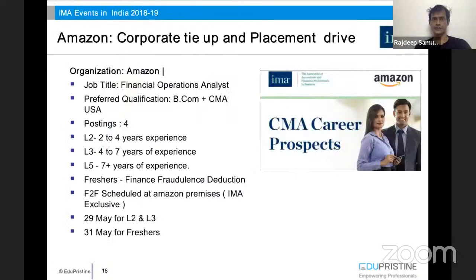There are certain organizations who have given recognition to CMAs, like Amazon, one of the known ones. If you see the job profile given there, they're looking for an analyst, and the qualification is BCom plus CMA USA. There are postings at different levels based on experience. Since you are freshers after the CMA degree, you'd probably post at the first level. But if you already have 3 to 4 years of experience to support you, you can probably jump in at a higher level.